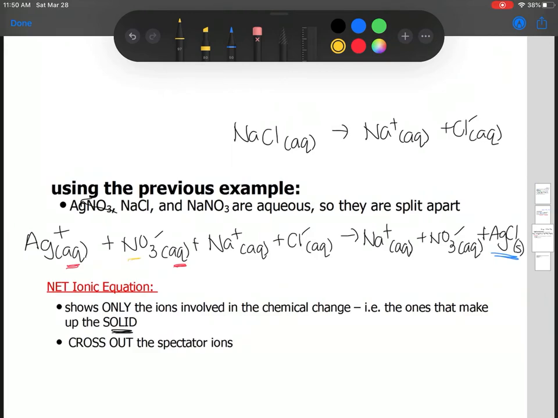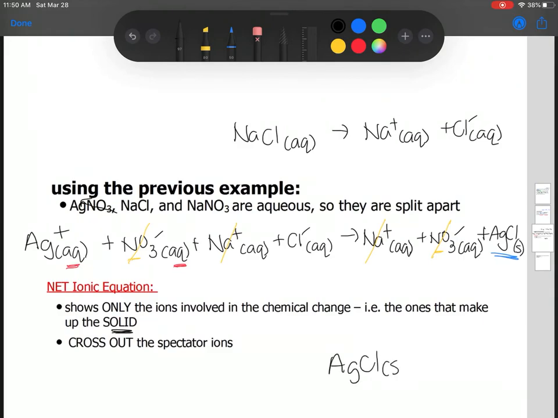But if you look, here we have nitrate, which is on the reactant side as aqueous, and on the product side it is aqueous. It has not changed. So when it's on one side and the other side hasn't changed, it crosses out. It did not participate in the reaction. Same thing with the sodium. Or you could look at the solid here.